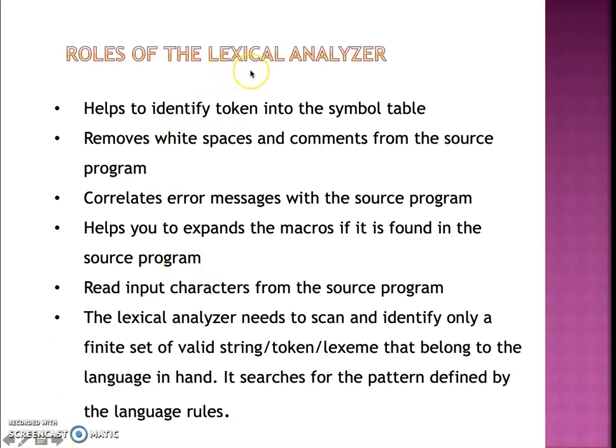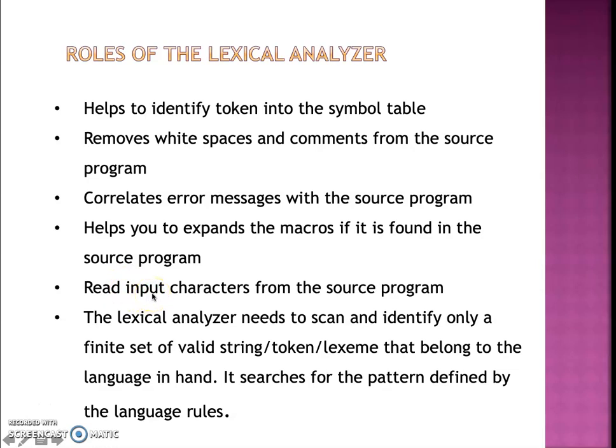What does a lexical analyzer do in a compiler? It helps to identify the token in the symbol table. It identifies each token, removes white space and comments from the source program. Each token is cleaned and the white spaces are removed. It correlates error messages with the source program. It provides error messages for a particular kind of mistakes which we have done in writing the token. It helps you to expand the macros if it is found in the source program. If there is a macro, it expands and runs that macro during the source program. It also reads input characters from the source program.